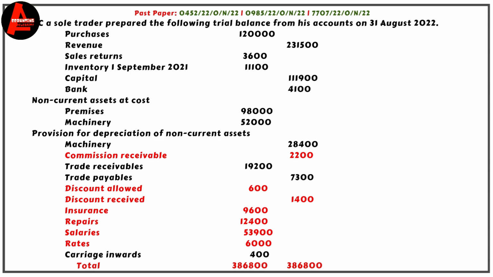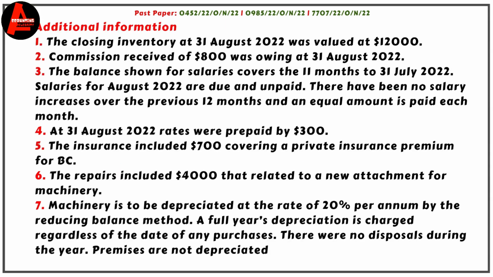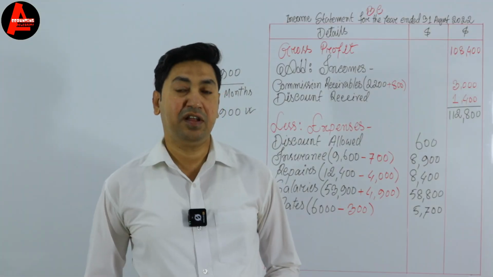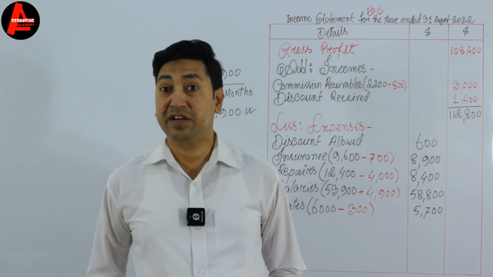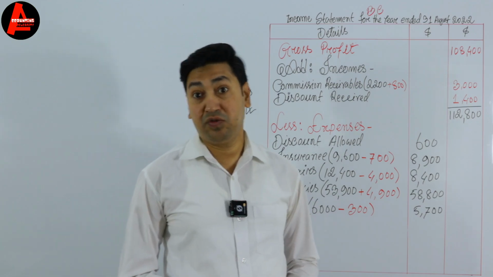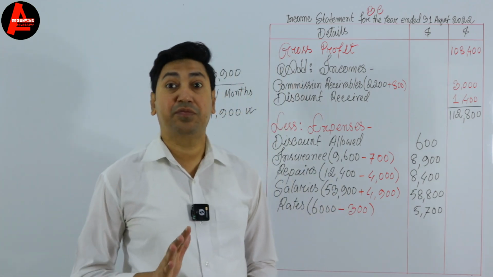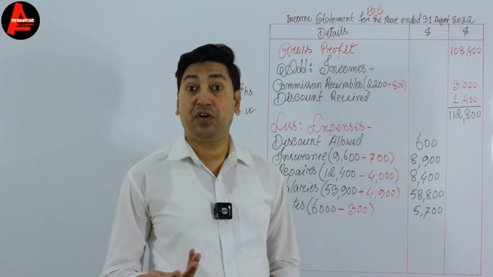Then we have depreciation in the question. It is not in the trial balance. We have an adjustment number 7. Machinery is to be depreciated at a rate of 20% per annum by the reducing balance method. A full year's depreciation is charged regardless of the date of any purchases. There were no disposals during the year. Premises are not depreciated. So here we have machinery and premises. These two are non-current assets. We don't need to depreciate premises, but we do for machinery.